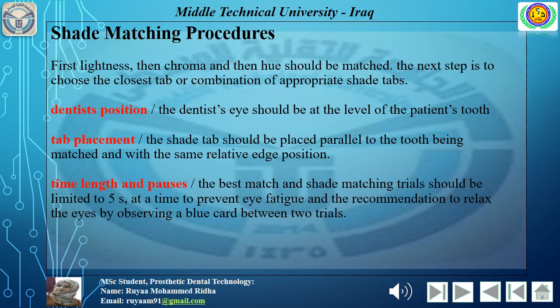For the dentist position, the dentist's eye should be at the level of the patient's tooth. The tab should be placed parallel to the tooth being matched, and in the same relative position. Time, length, and pauses during selection: the best match and shade matching trial should be limited to 5 seconds, to prevent eye fatigue, and to relax the eyes by observing a blue card between 2 trials.